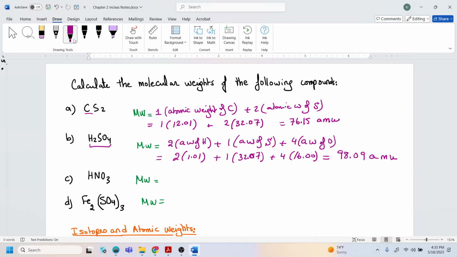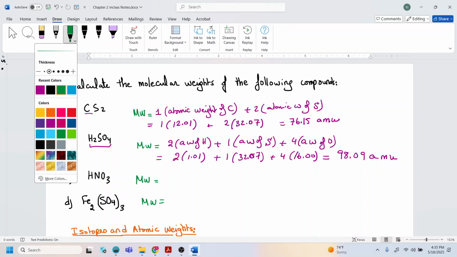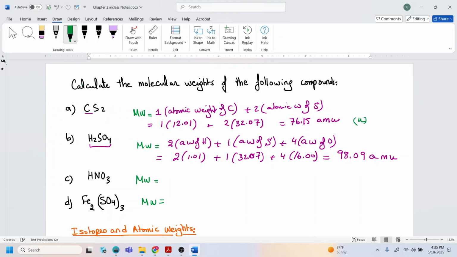Another way to represent the atomic mass unit, we simply represent it by a U. So instead of saying AMU, we just say U in there. So that is a U there.